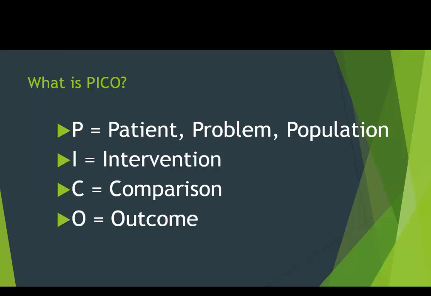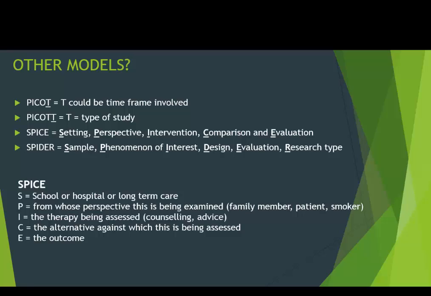As I mentioned, there are other models as well. PICOT with one T, where the T could be about the time frame involved in the research. Maybe you're following smokers for 6 months. Maybe you are evaluating the bonding that happens between new mothers and their babies for the first month. PICOTT with two T's, where one T could be the time frame and the second T could be the type of study you're looking for. Maybe you only want RCTs, or quantitative studies.